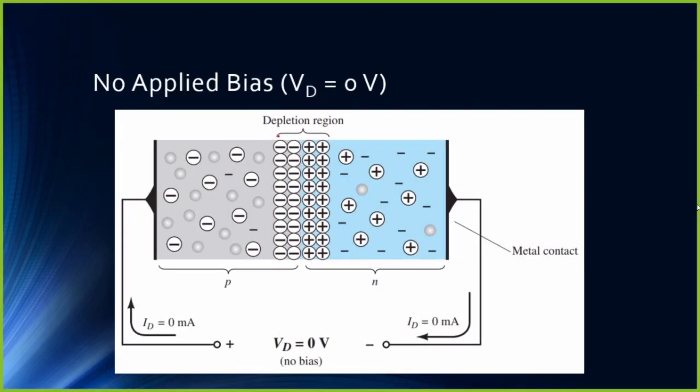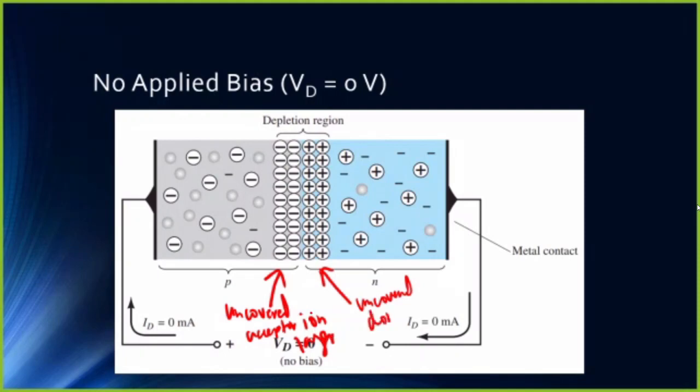So mapapansin nyo, sa P-type material, meron kang uncovered acceptor ions. So pangalanan ko siya, uncovered acceptor ions. May layer ka ng uncovered acceptor ion. Ito naman, may layer ka ng uncovered donor ion. Yan yung layer na nandito sa P-type material. Ito yung layer na nasa N-type material. Take note, meron silang boundary yung gitna. Boundary nila, yan yung metallurgic junction.